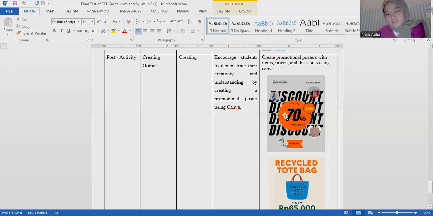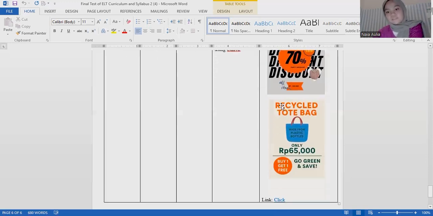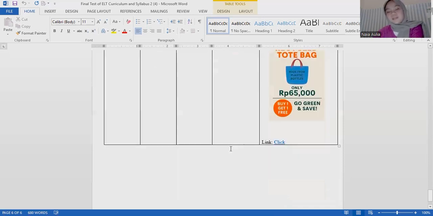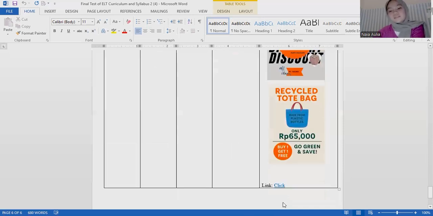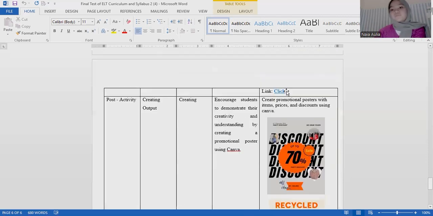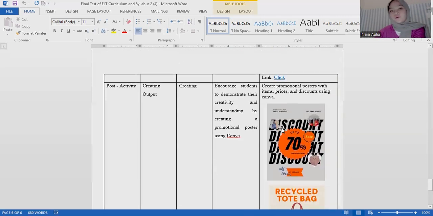Like in this poster, it includes these items, and then the discount, and then the price. So students can make one like this, also like this. And this is the link to connect with Canva. I also use Canva as my digital tool.